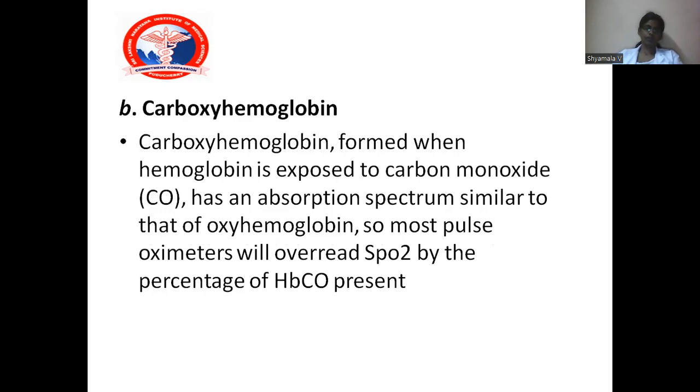The other type of hemoglobin present in the body is carboxyhemoglobin. It is formed when the hemoglobin is exposed to carbon monoxide. It has an absorption spectrum similar to oxyhemoglobin. So most pulse oximeters will overestimate the SpO2 by the percentage of carboxyhemoglobin present in the body.